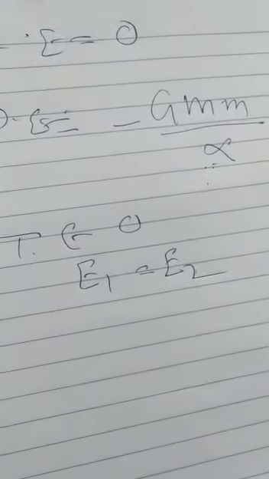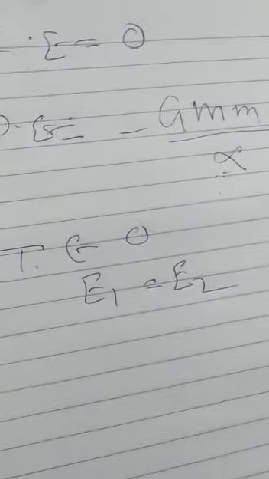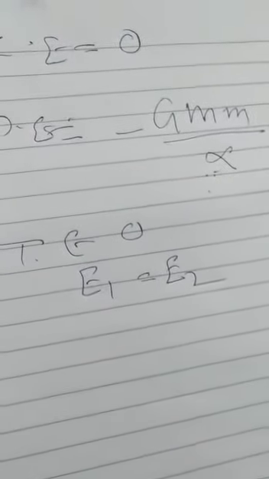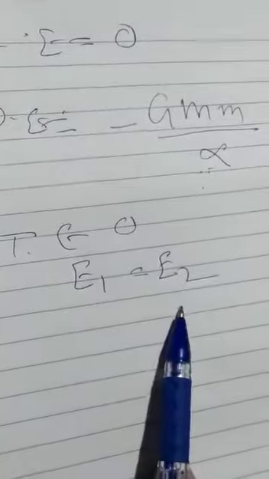Now, according to the law of conservation, E1 is equal to E2. We know that energy does not vanish; it goes from one form to another form. That is, kinetic energy is converted into potential energy, and potential energy is converted into kinetic energy. Therefore, E1 is equal to E2.